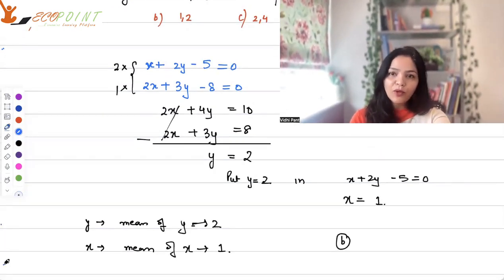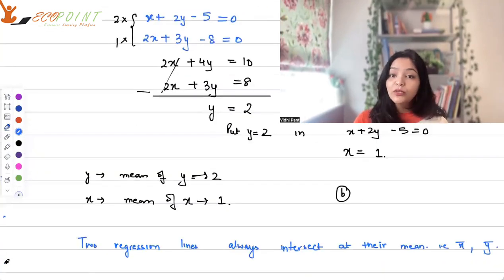Basically here, when you're solving it like this, you're using the fact that two regression lines, they always intersect at their mean, at the mean x bar, y bar.